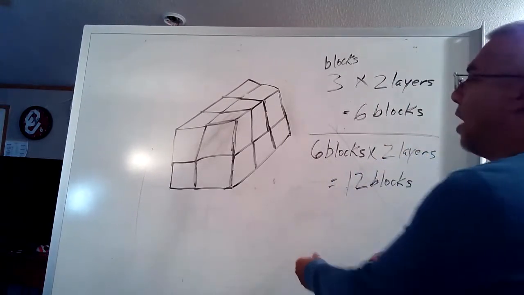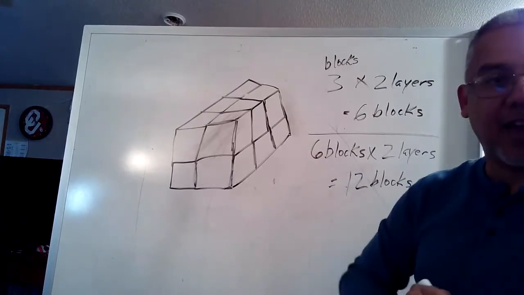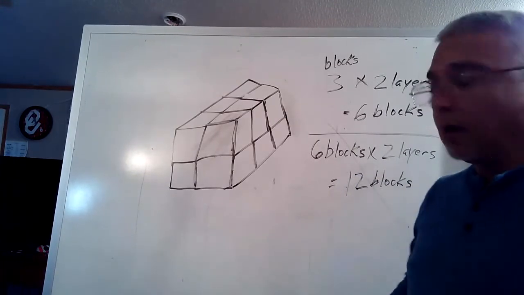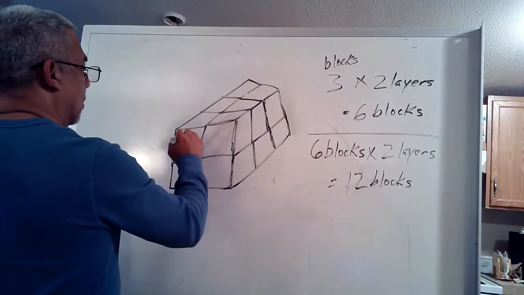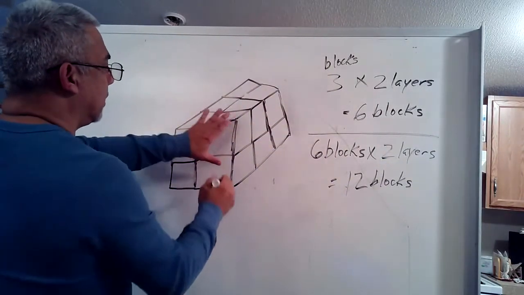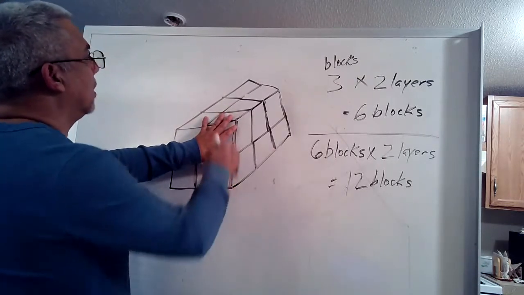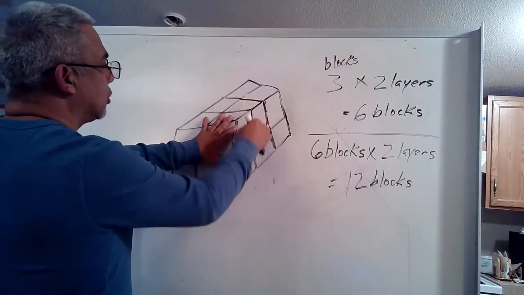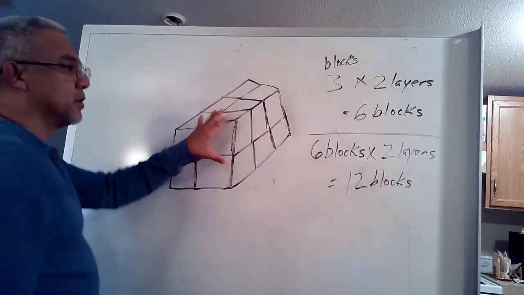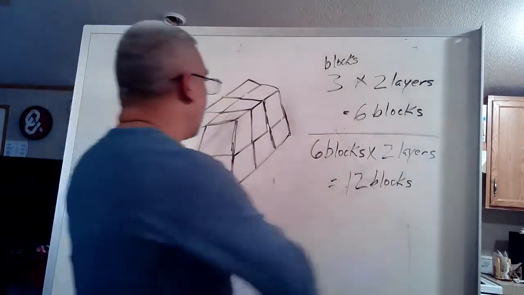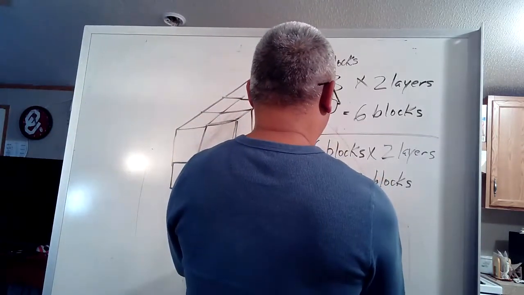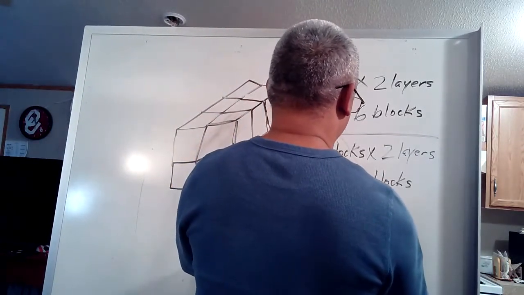Because once again, you're not always going to have a net. You're going to have to count blocks. So 1, 2, 3, 4. There's one group of 4. And if there's one group, 2 groups, 3 groups of 4, oh, 3 times 4 is 12.